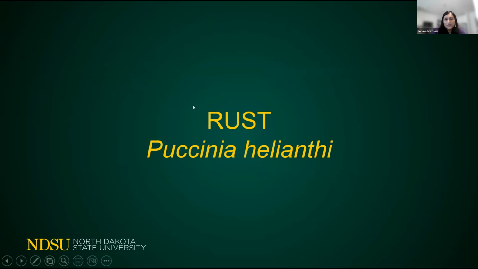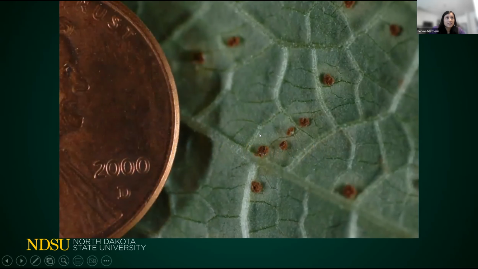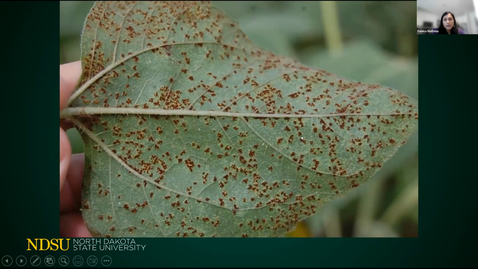Now switching gears from Phomopsis to rust. Rust is caused by Coccinia helianthi. This is a pretty hard disease to miss because it produces these brown cinnamon-colored spores, both on the underside as well as the upper side of the leaf. This is what it looks like.